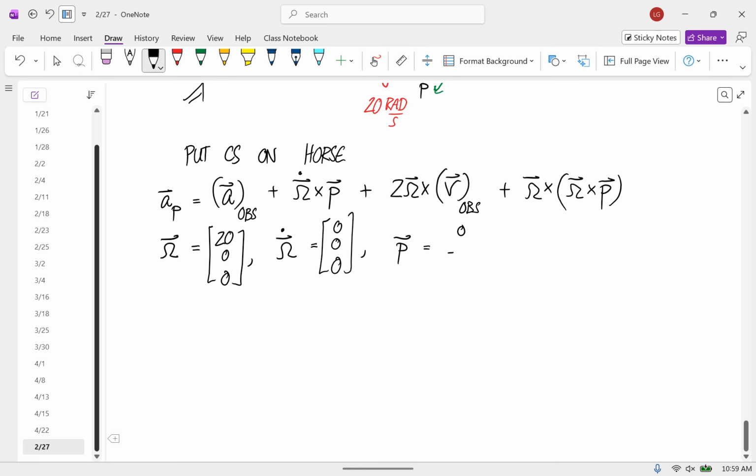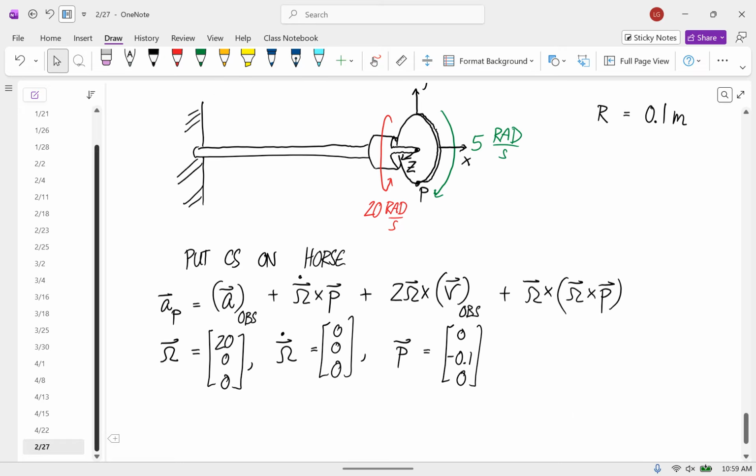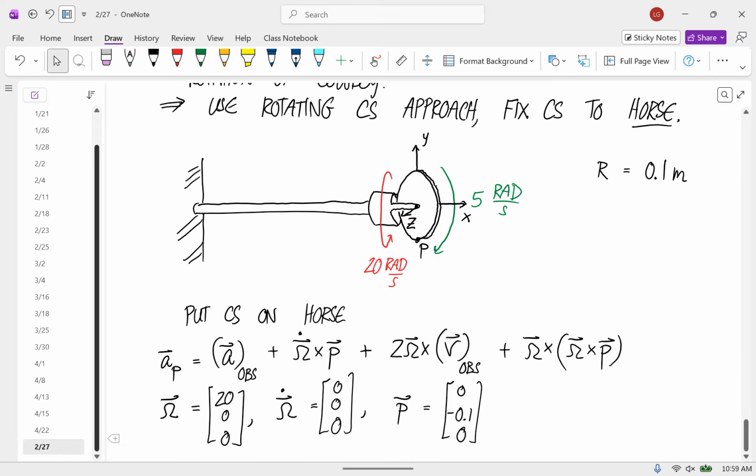Okay, so 0, -0.1, 0. That's the position. Now we have to think about the observed velocity and the observed acceleration. Well, what kind of motion is P in to an observer that's rotating with that armature, that's fixed to that armature? Circular. That's all it is. That P is just in circular motion as far as that coordinate system knows. Okay, and that's how this is always going to work on these problems.